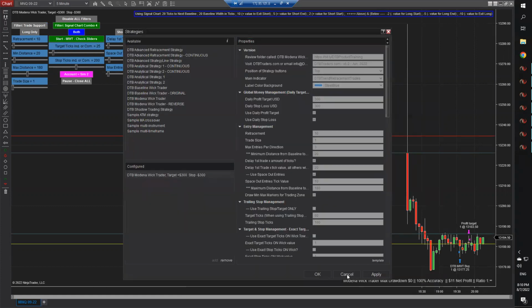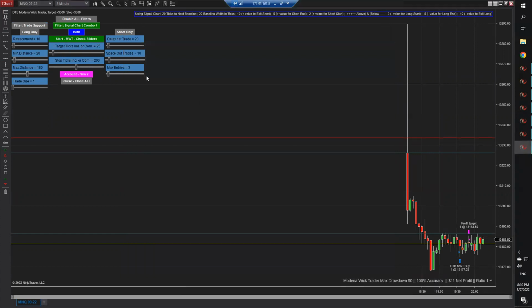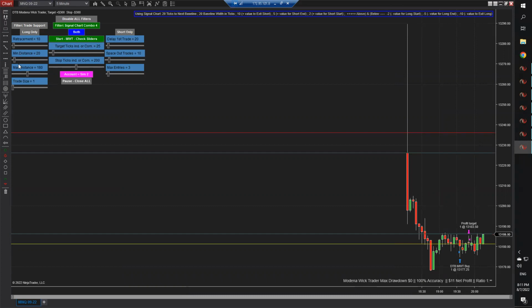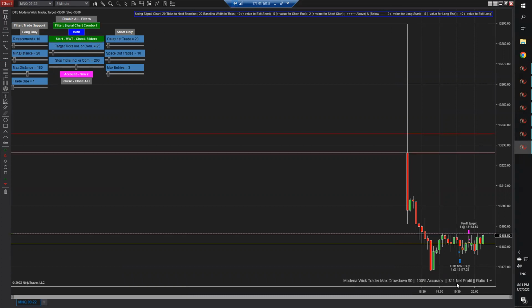So that is the strategy. I've saved that template. You can do the exact same thing on the NQ if you want. It's only going to enter a maximum of 3 positions. It's going to target 25 ticks profit. It's going to have all the other settings as usual. And it's already up $11. So this is on micros. That was one contract, one MNQ. It hit its target so far.